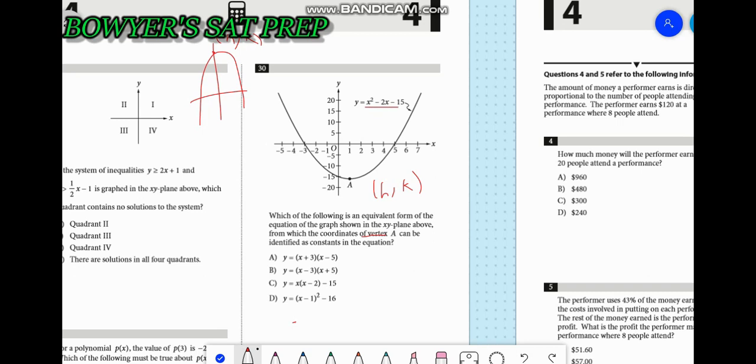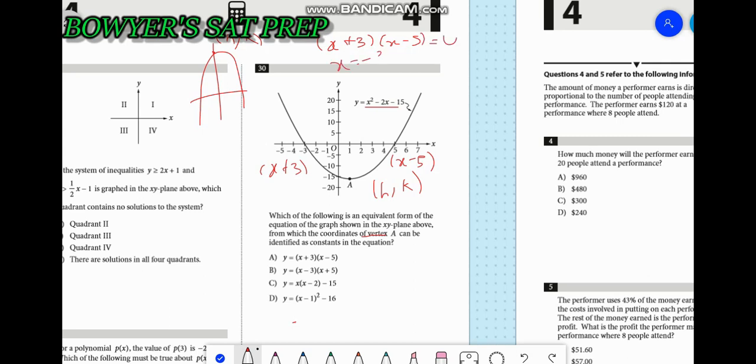Which of the following can be identified as constant? Alright, so in any way you can see which one is the vertex as constant. So here we have x is minus 3, so we can write x plus 3, and then here too you have x is 5, so you have x minus 5. In such a case, x plus 3 and x minus 5 is equal to 0 when you manipulate the quadratic equation.